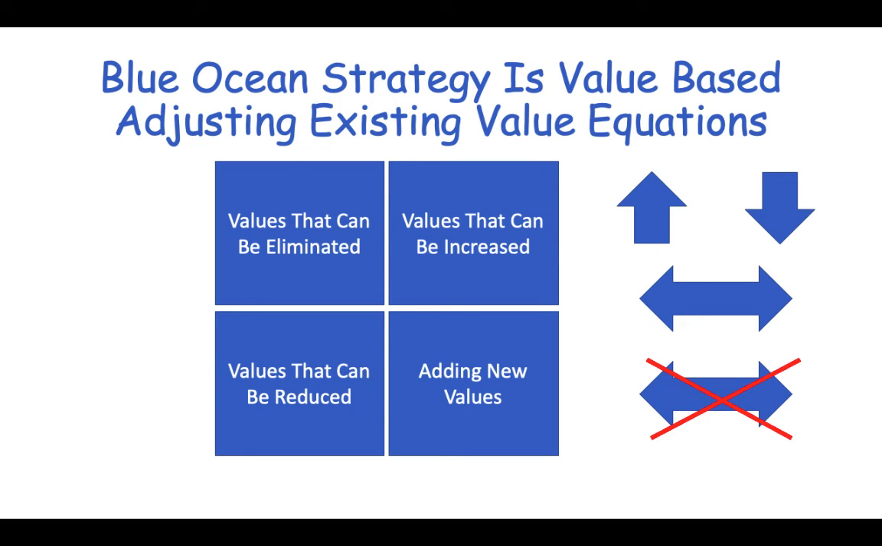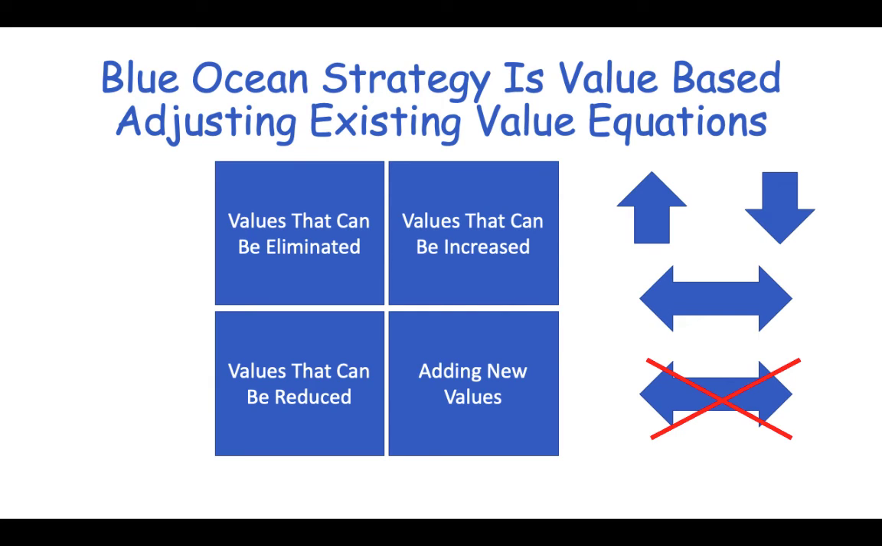So, blue ocean strategy is value-based. I talked about that earlier. This is kind of like a chart that you put together. Remember the value profile that I talked about in the previous section on the 30 dimensions of value. This is where you would put that. And what you put in here in the top left is values that might be eliminated from the current profile, values that can be increased, values that can be reduced, and adding new values.